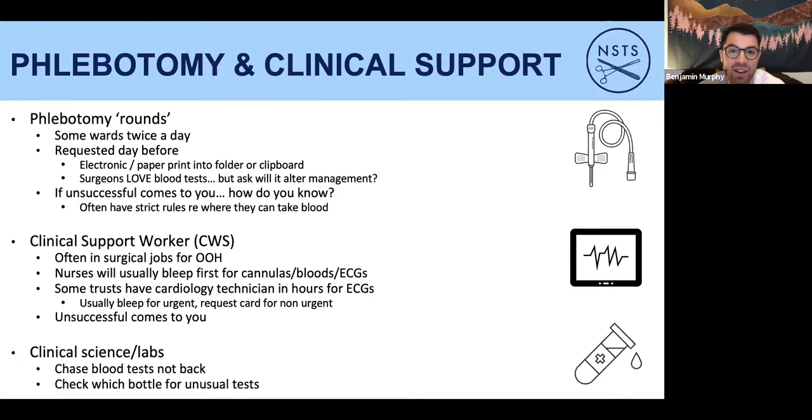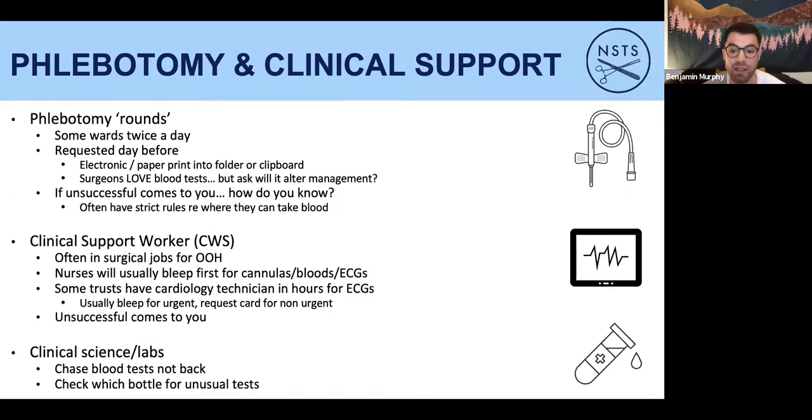And then honestly, the godsend for your life will be the phlebotomists. A good phlebotomist can save you hours of your day. Most hospitals will have a phlebotomy ward round once or twice a day, so in the morning and the afternoon. They're usually requested the day before and printed off into a folder or clipboard to tell the phlebotomist who needs bloods and what they need, so they know what bottles to get.